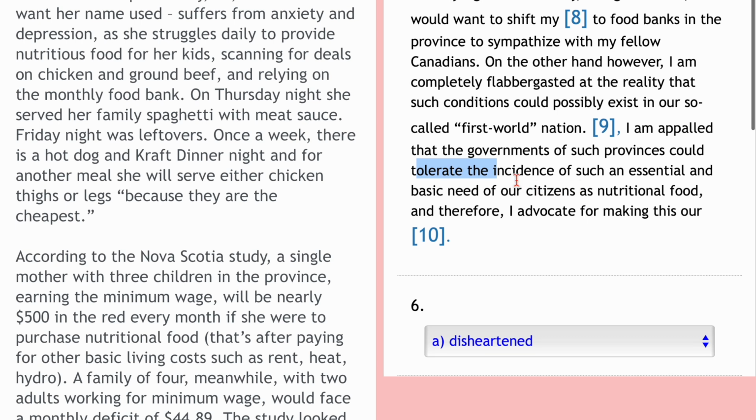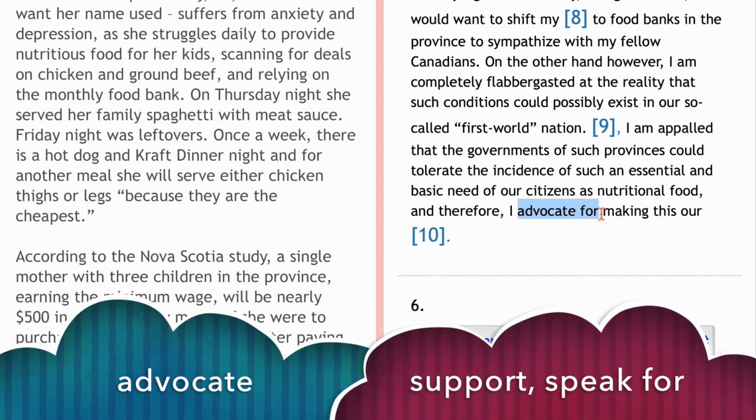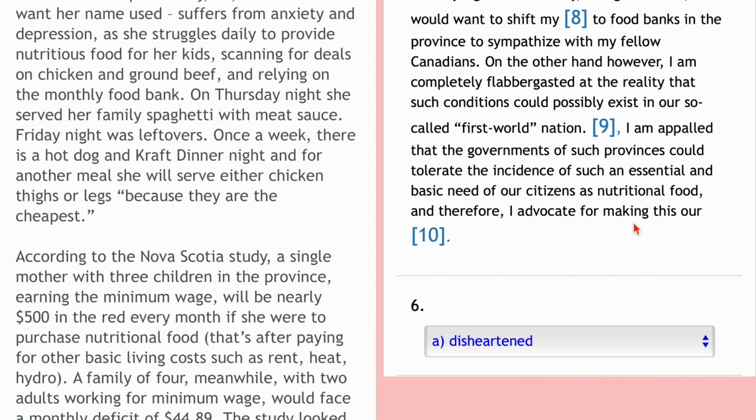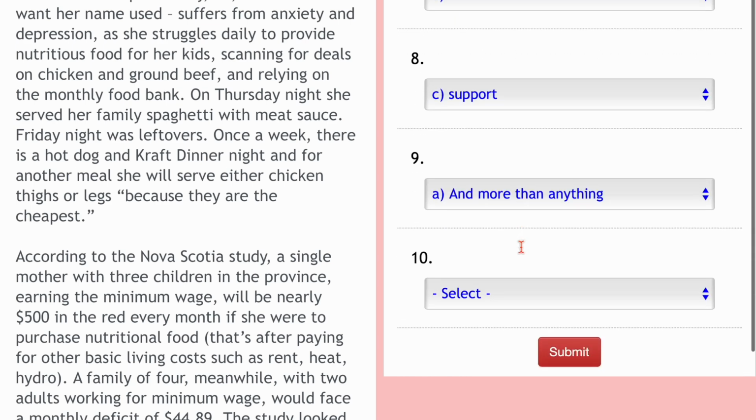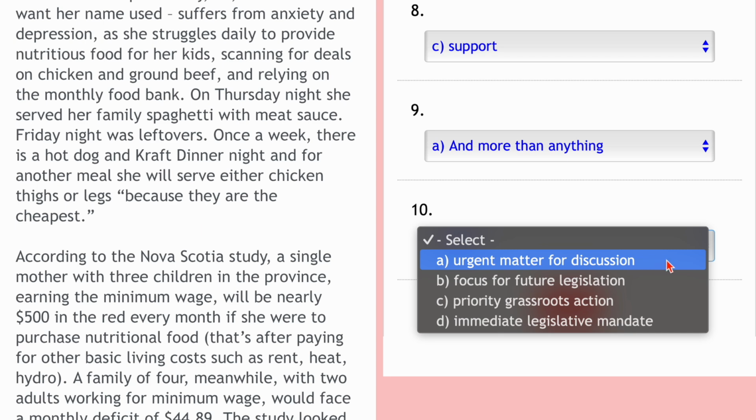The incidence, or how much it happens, of such an essential and basic need of our citizens as nutritional food, and therefore, and so, I advocate, or I make a voice or support, speak for making this our. So this is happening, it's terrible, and I want to make this our urgent matter for discussion, focus for future legislation, priority grassroots action, immediate legislative mandate.